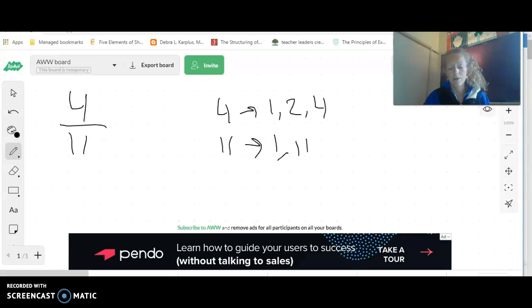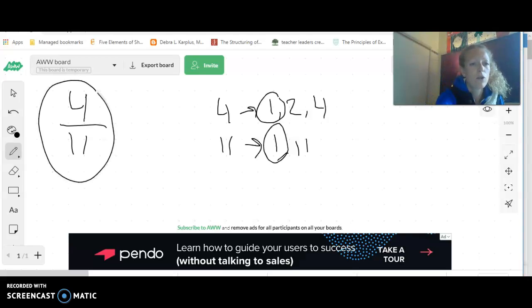Well, that's kind of lame. What's the greatest factor that I have in common? 1. So when we go back to our original notes, they said a fraction is in its simplest form when its greatest common factor is 1. So where did we find ourselves? That 4 over 11 is as simple as it's going to get.